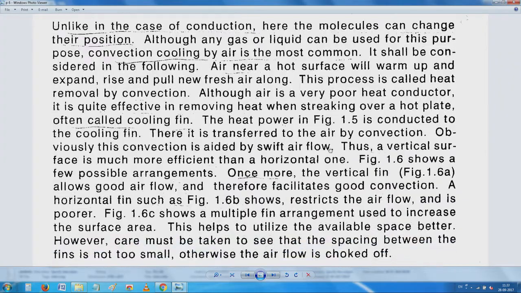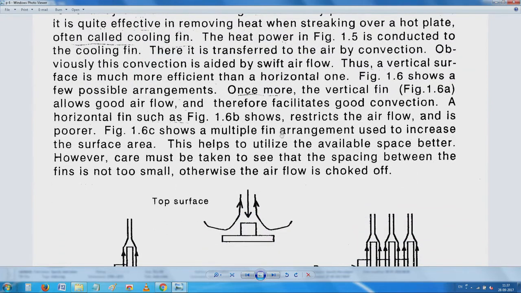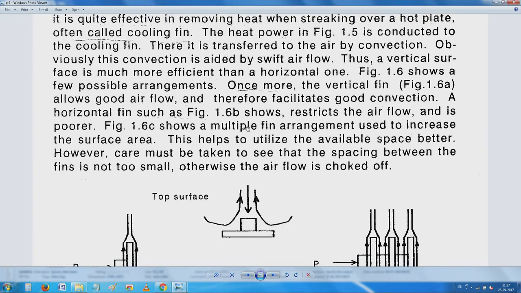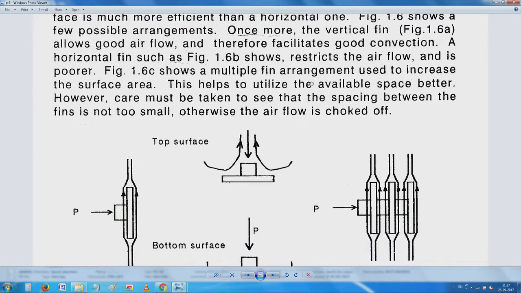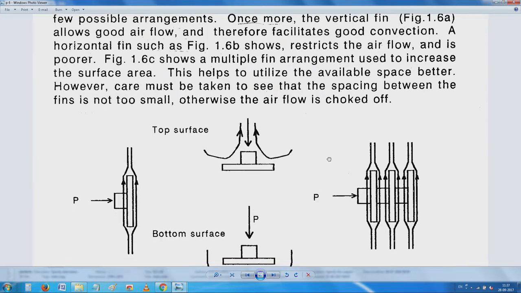Heat is transferred to the air by convection. This convection is aided by swift airflow. A vertical surface is more efficient than a horizontal one. The vertical fin allows good airflow and therefore facilitates good convection. A horizontal fin restricts the airflow and is poorer. A multiple fin arrangement lets you increase the total surface area that is available. I have just pointed out to you in a practical example, you can't really keep them very close.